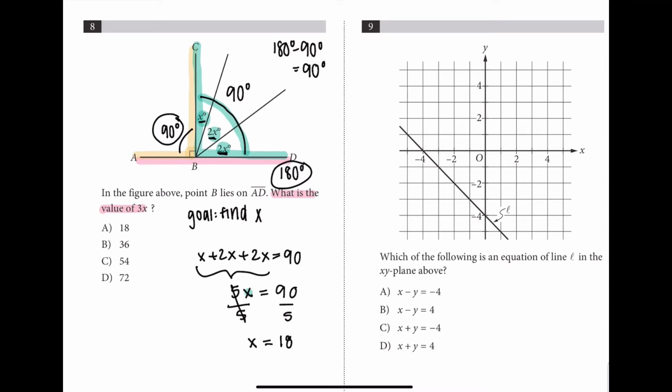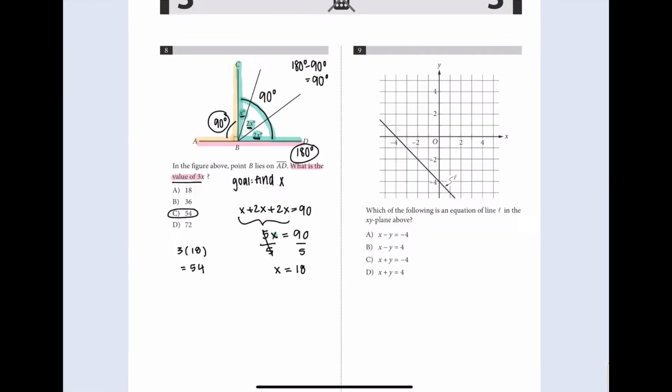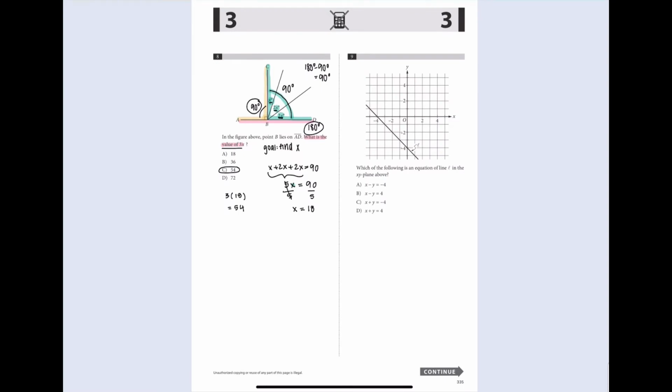So we found x, but we're not quite finished yet. Remember that the question asked us for the value of 3x. So I'm going to put in 3, and then our x is 18. So 3 times 18, that is 54. And so our answer to this problem is going to be C, 54. So that's how you would complete number 8.